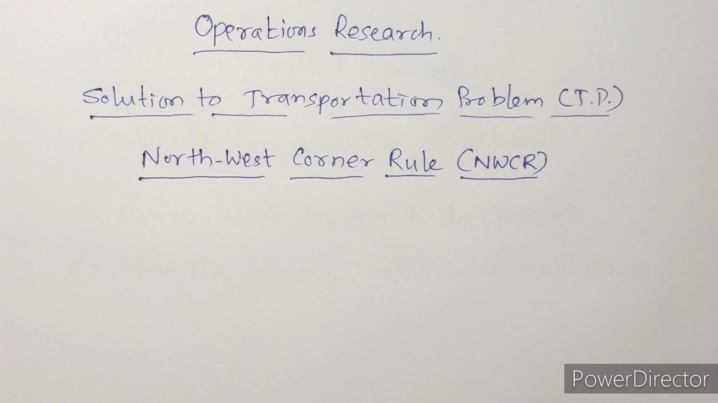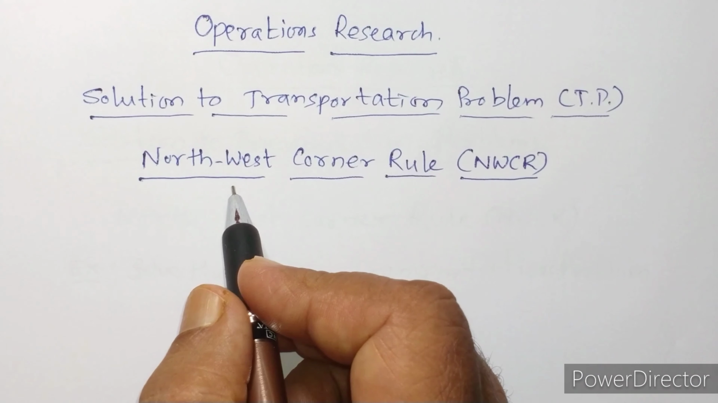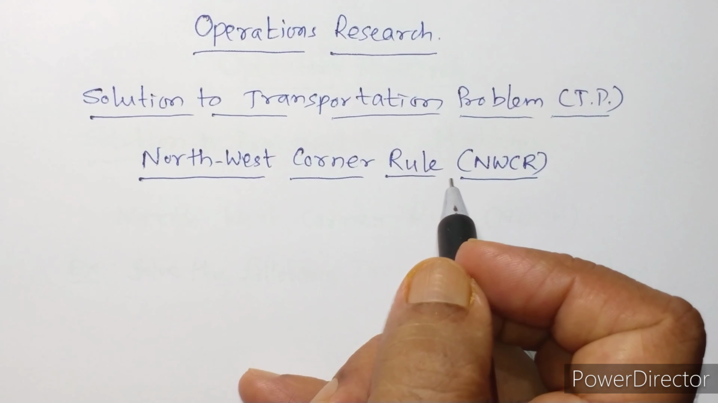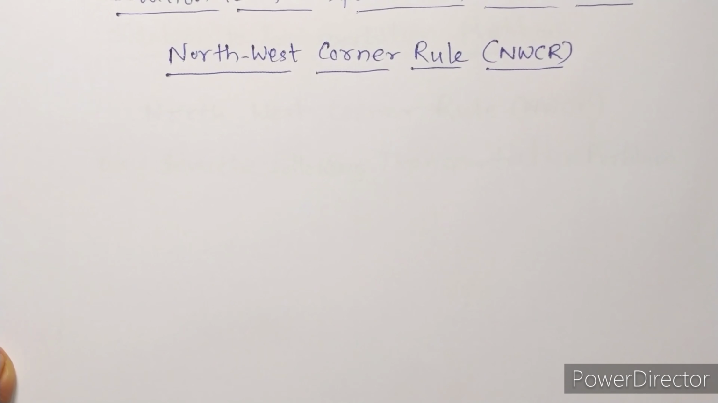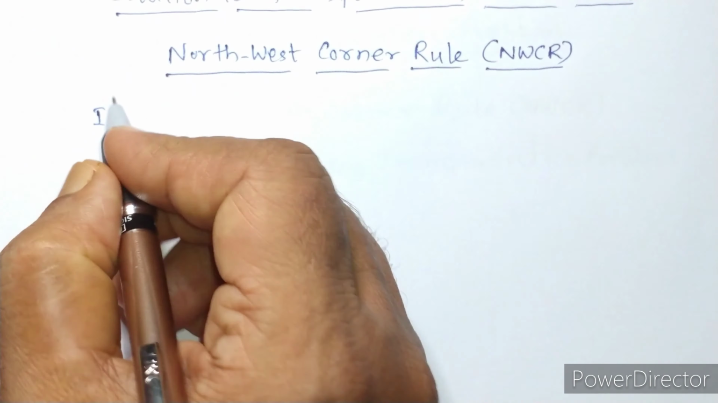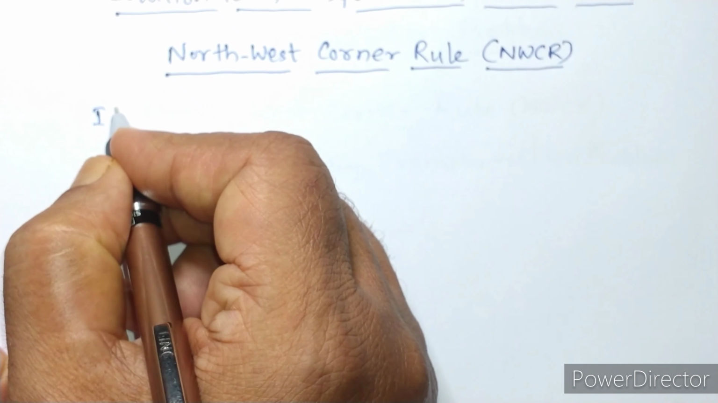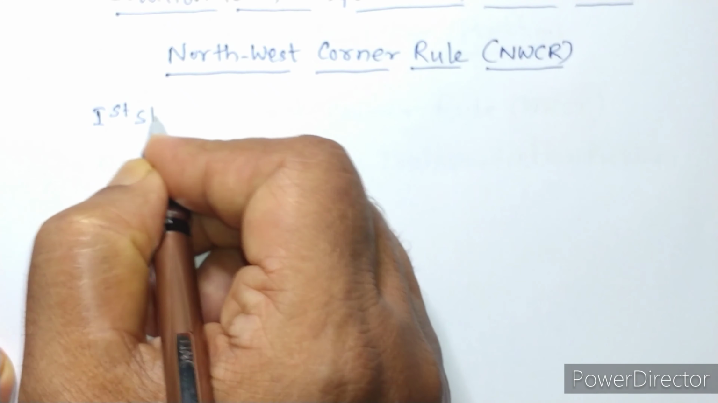In continuation with the operations research lecture series and solution to the transportation problem, we will today study the northwest corner rule to get the starting solution or basic feasible solution to the transportation problem. Now I will write the first step to form the problem, or problem formulation. The first step in solving the transportation problems is problem formulation.